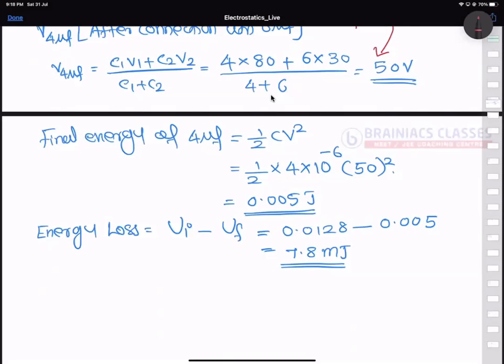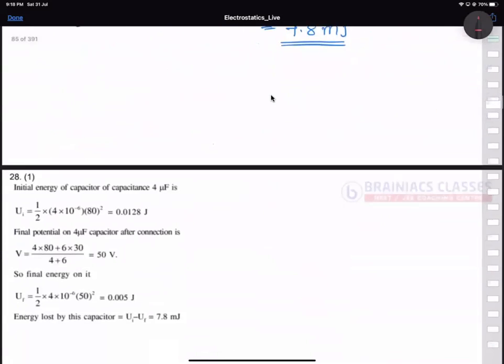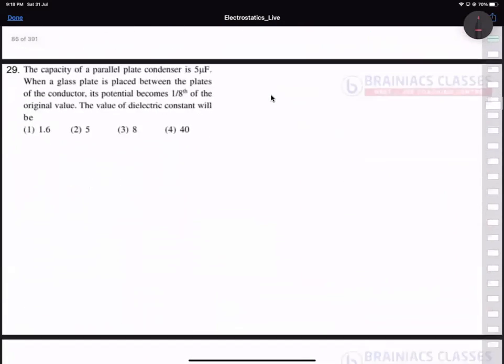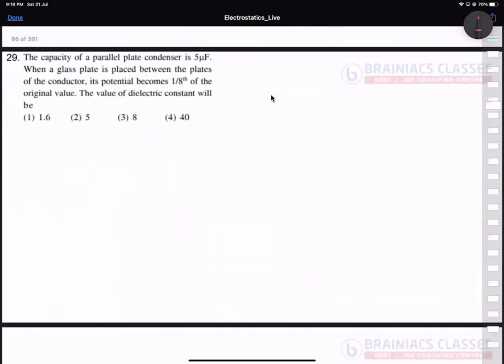Is this clear to all of you? Yes or no? Silence, take it as yes. I'll go to the next one. Question number 29. Okay, what is given in question number 29?